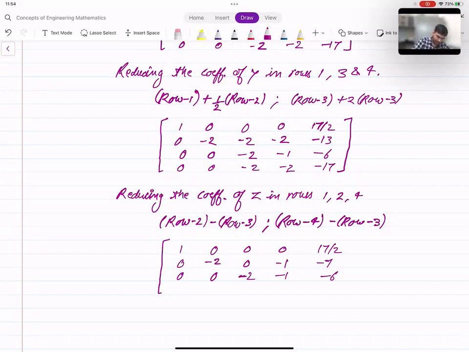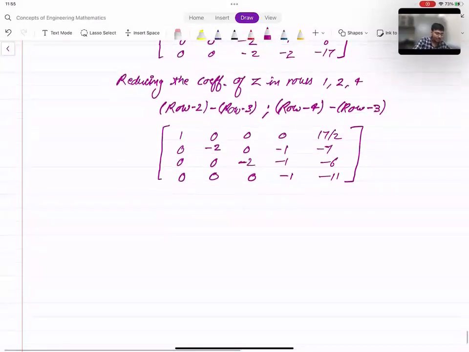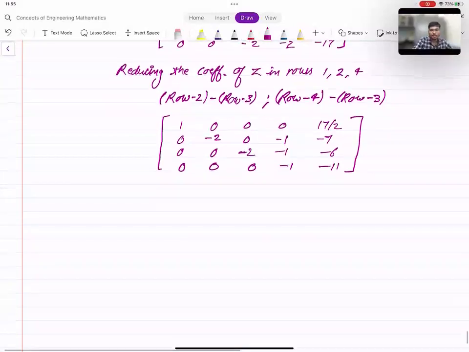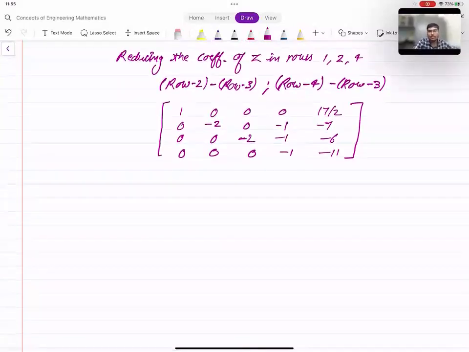So row 4 minus row 3 we had done. So this is 0, 0, this again is 0, and then here we have minus 2 plus 1, so this will be minus 1. And here we will have minus 11. So we have now reduced the coefficients of z also. Now in the next step, we need to reduce the coefficient of p in row 1, row 2 and row 3, keeping row 4 unchanged.